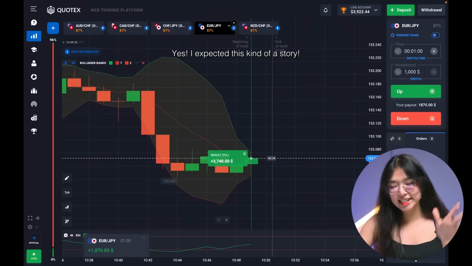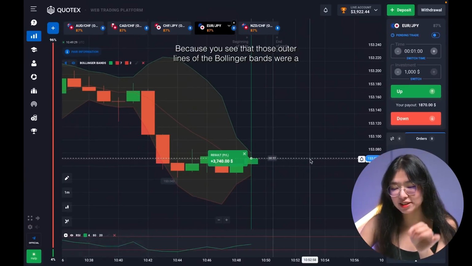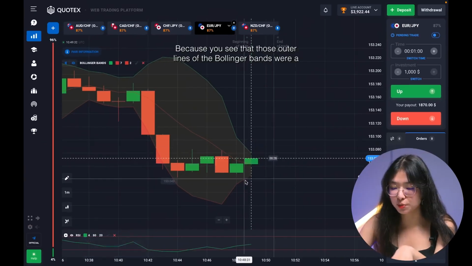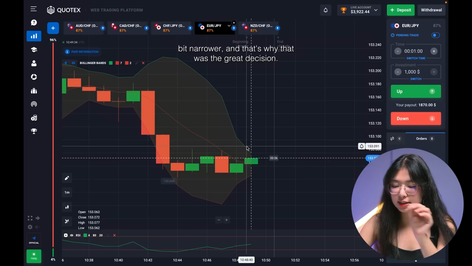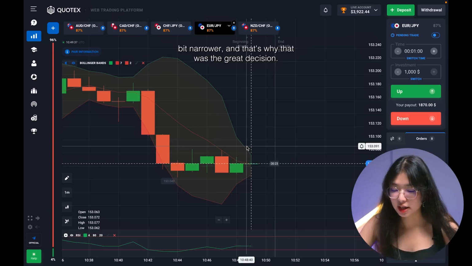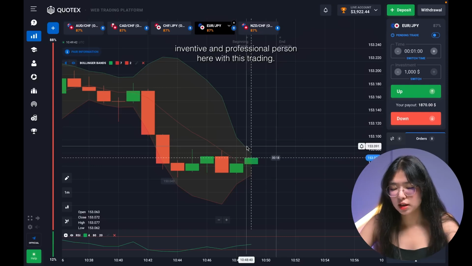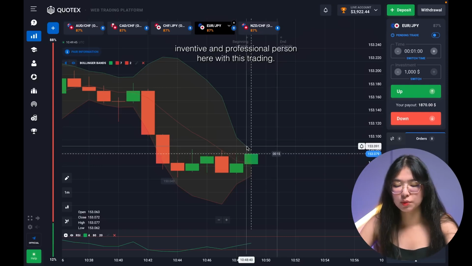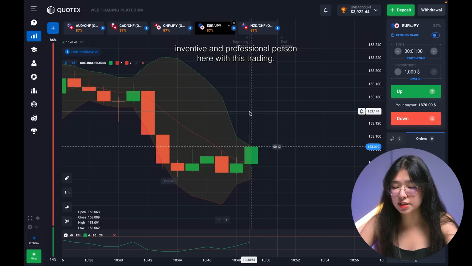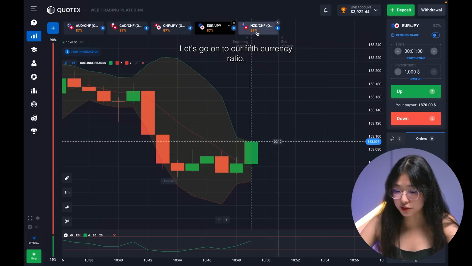And yes, I expected this kind of story because you see that those outer lines of the Bollinger Bands were a bit narrower, and that's why it was a great decision. Now I think let me pause a little bit. It is most inventive and professional trading here, and let's go to our fifth currency pair.